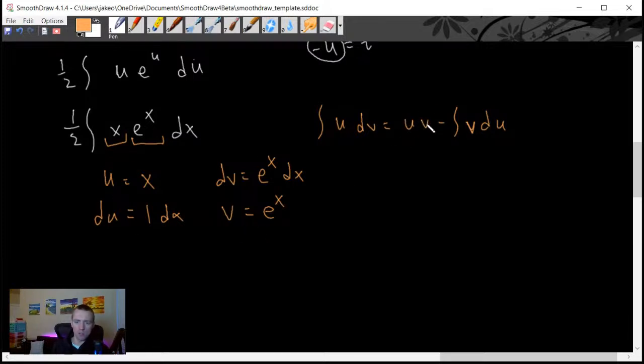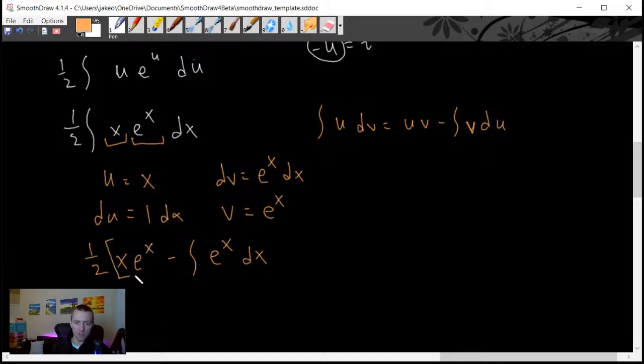So we're going to get u times v, so x times e to the x, minus the integral of v times du, so minus e to the x times 1 dx, which is just e to the x dx. And then again, we still have this 1/2 out here.